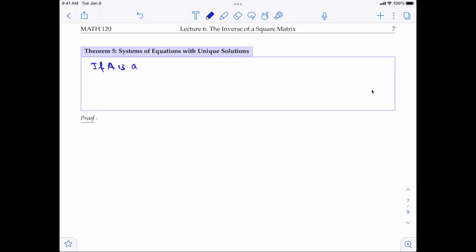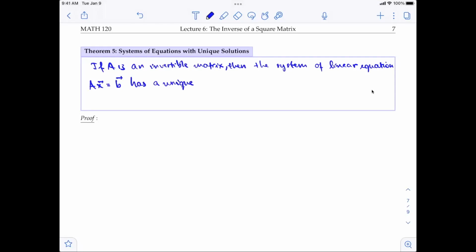So if A is an invertible matrix, then the system of linear equations AX equal to B has a unique solution, and the unique solution has the form X equal to A inverse times B.